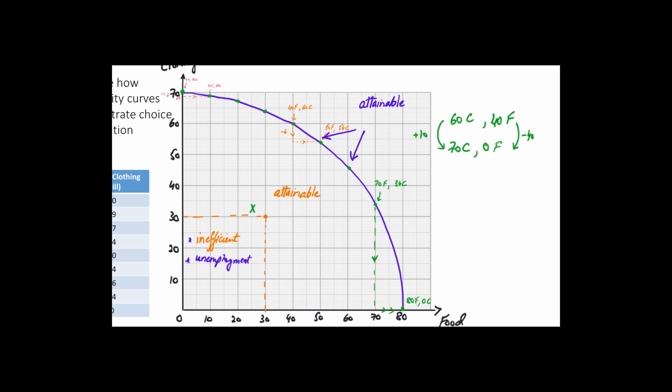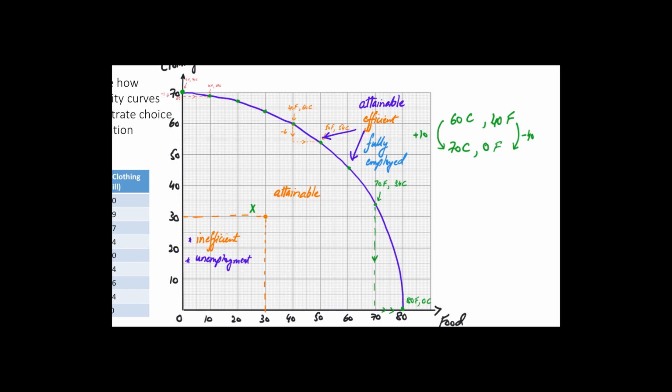I can produce it. And it is efficient because all my resources are being fully employed. These are some very important terminologies that you are required to use. Attainable, efficient, fully employed. That's what a PPC represents.